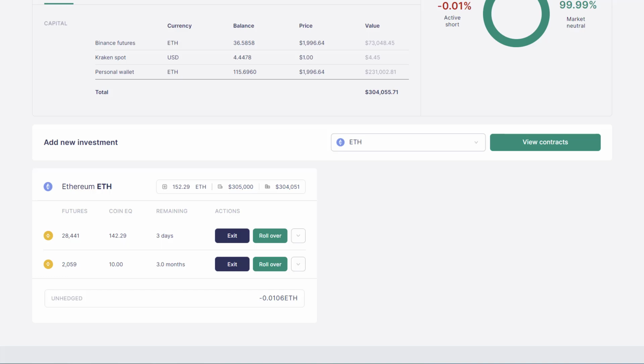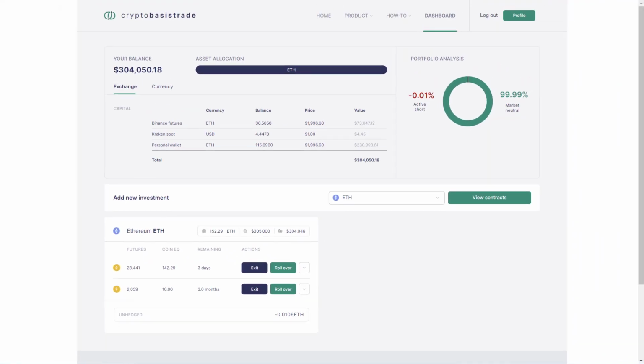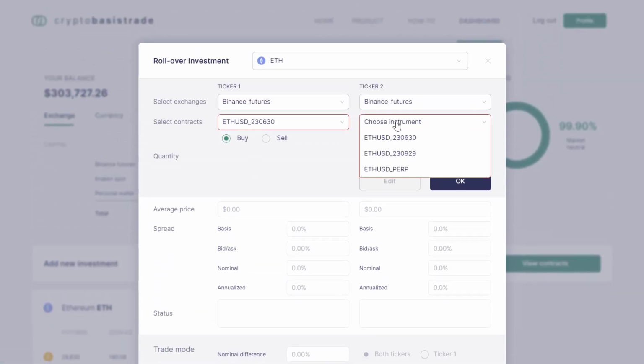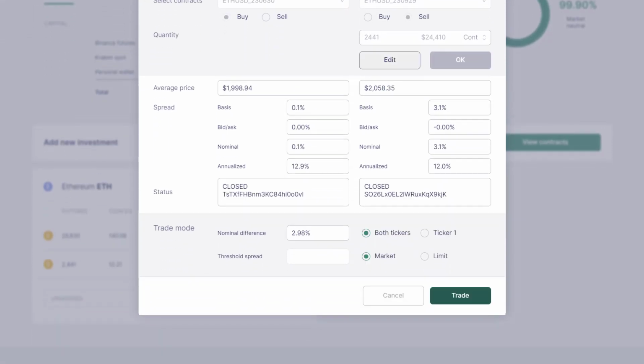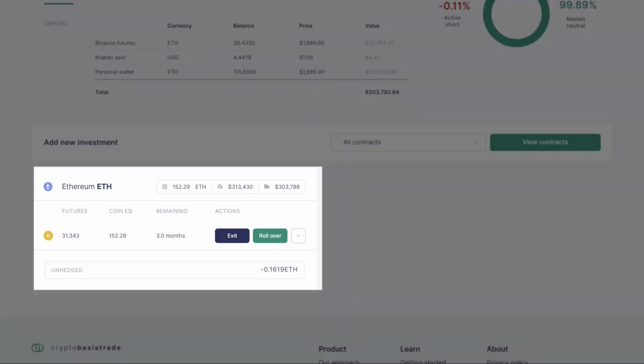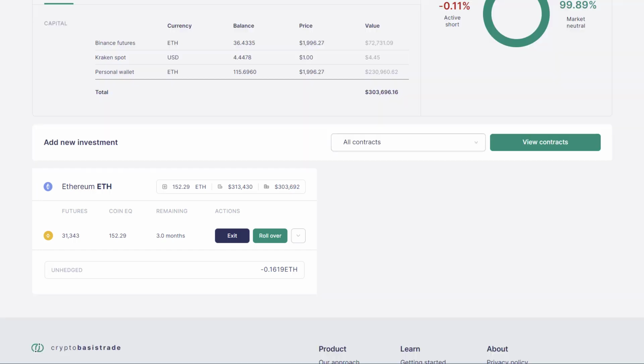Now, we will continue to roll over our June futures to September futures by 2,000 contracts at a time, checking our balances after each trade. Here, we have the final 2,441 June contracts remaining. Let's roll them over and finish the process. We have completed the rollover. We no longer have any position in June futures, which have been fully replaced by September futures.